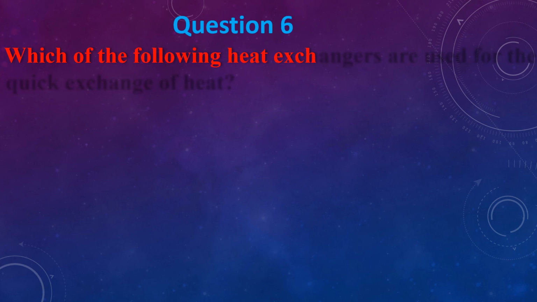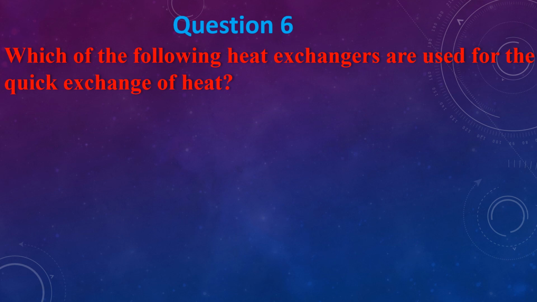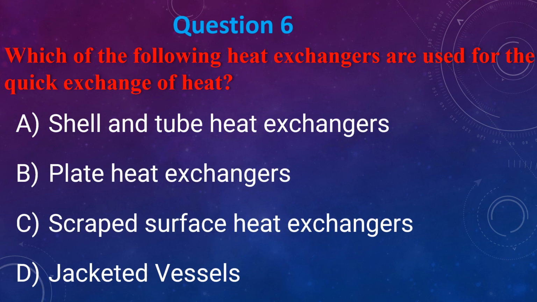Which of the following heat exchangers are used for the quick exchange of heat? A. Shell and tube heat exchanger. B. Plate heat exchanger. C. Scraped surface heat exchanger. D. Jacket vessel. The answer is plate heat exchanger.